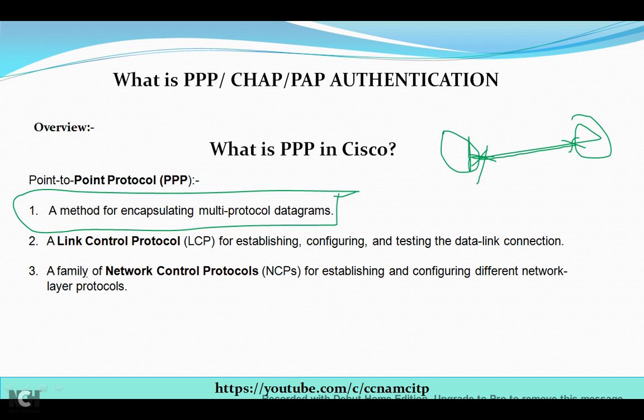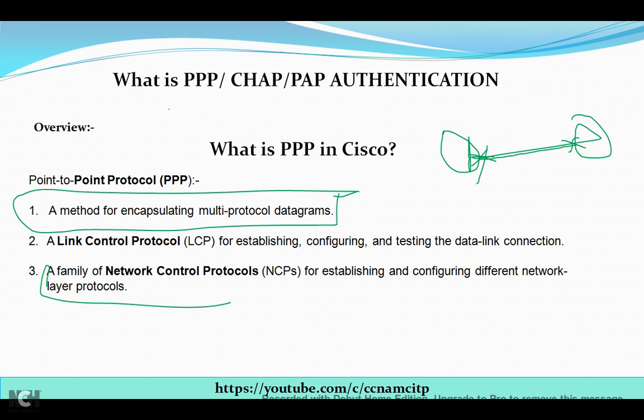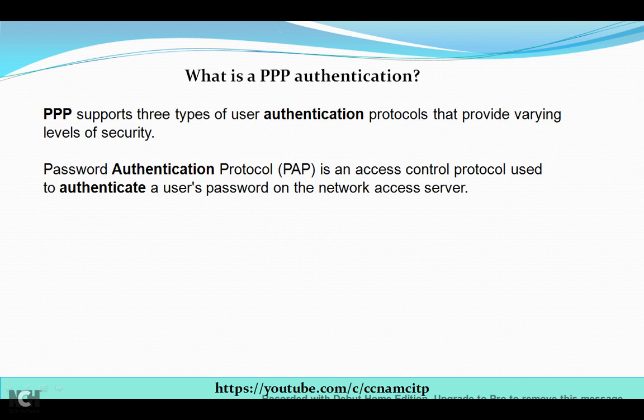And next, triple P has a family of network control protocols, also known as NCPs, for establishing and configuring different network layer protocols. So if we have different layers or different protocols, in that scenario also we can configure this and it is supportable. This was about what is triple P. Now we will see what is triple P authentication.